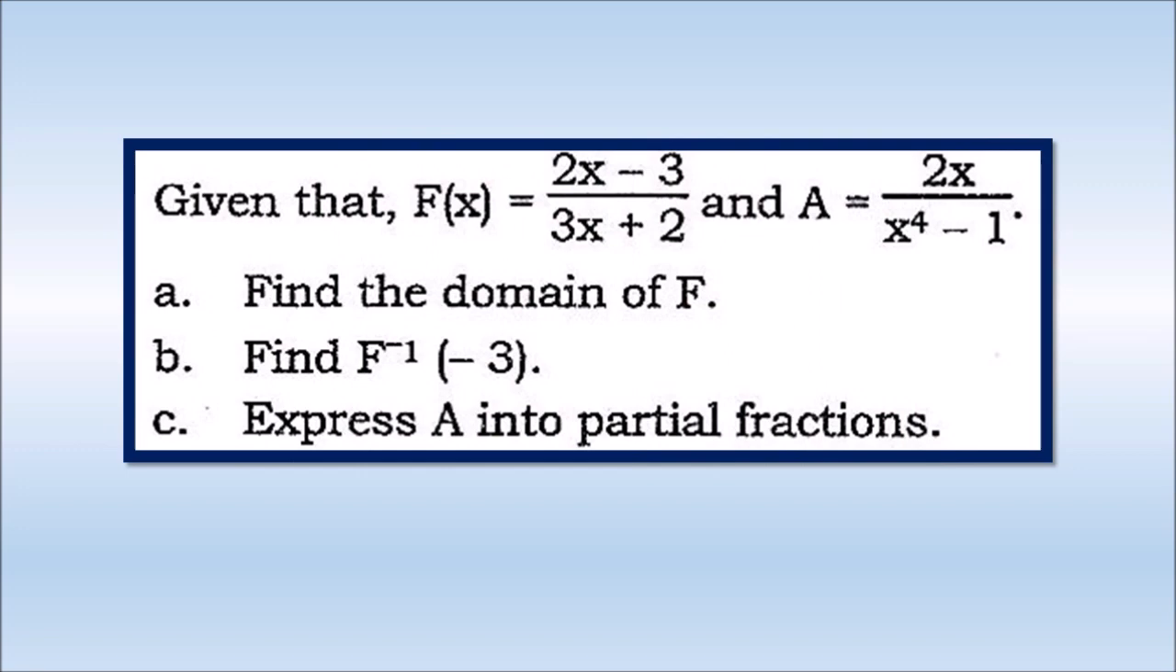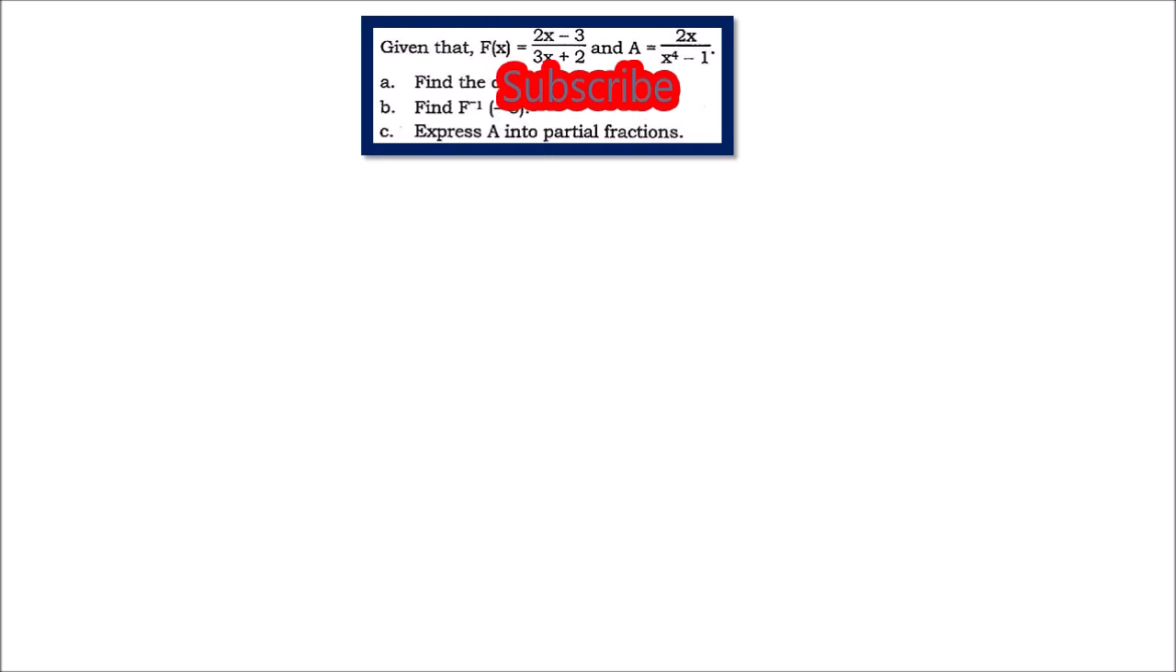Given that f of x equals (2x minus 3) by (3x plus 2) and A equals 2x by (x squared minus 1). Question A: find the domain of f. Question B: find f inverse of minus 3. Express A into x partial fraction. So here is the question and we are going to solve it.